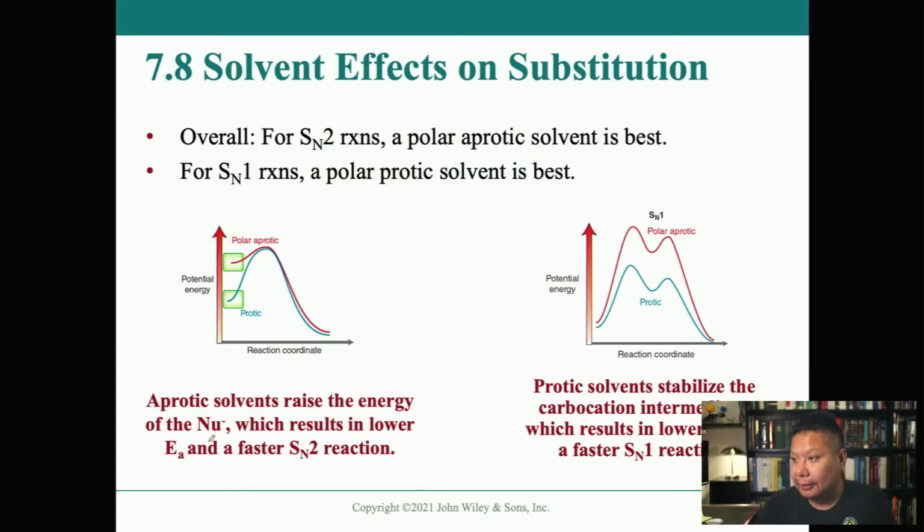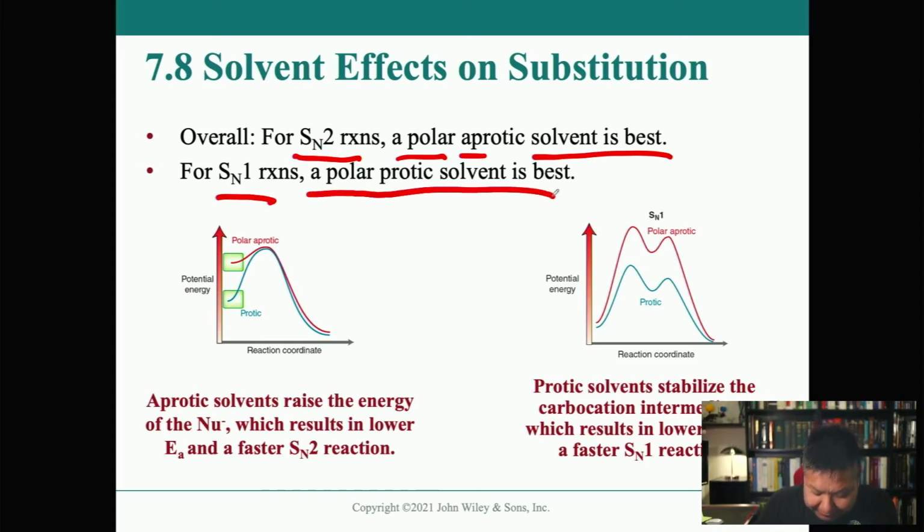Okay. Overall, for SN2 reactions, a polar aprotic solvent is best, as we saw in the chart in the previous slide. And for SN1 reactions, a polar protic solvent is best. Why is that? Well, notice here in this graph, where we have the reaction coordinate graph again, right? And potential energy is on the y-axis.